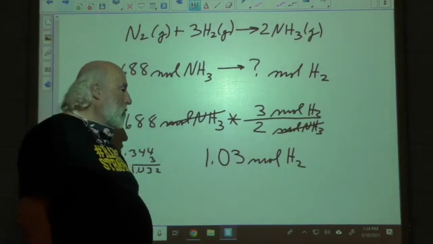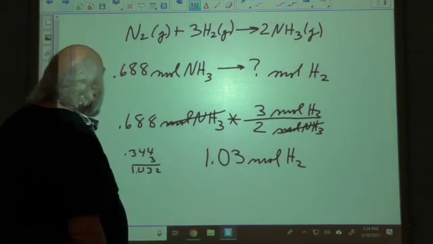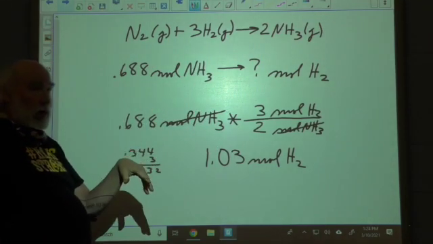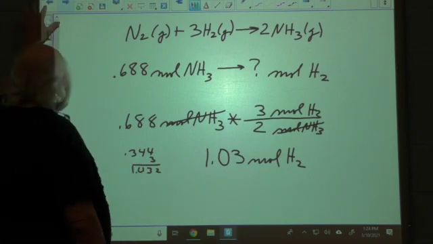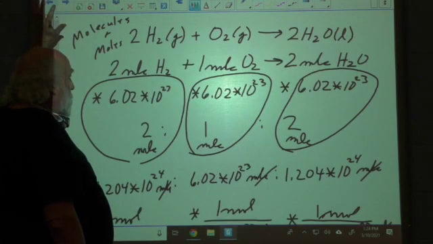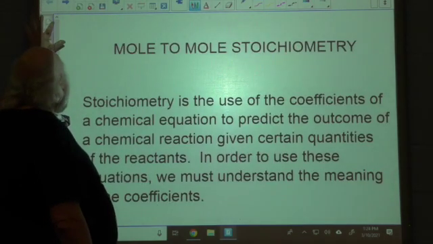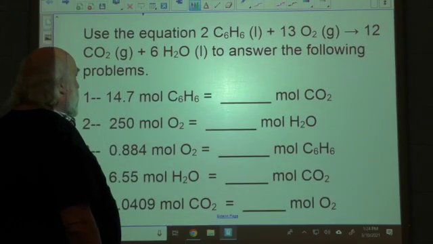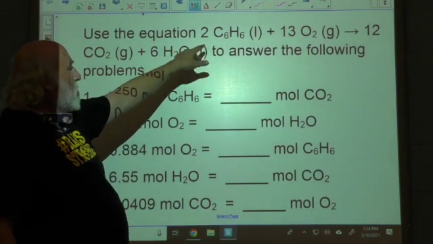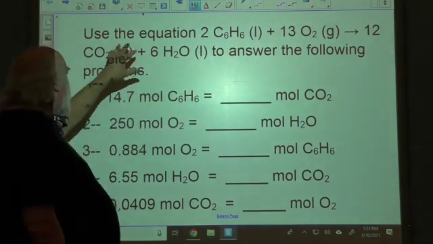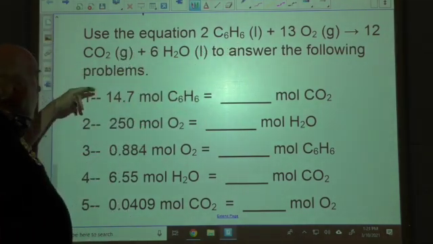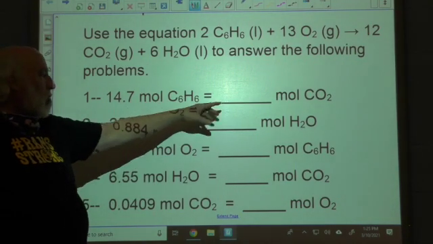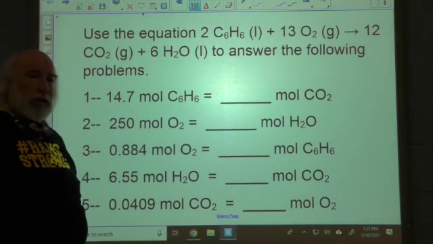All right. So that's how you do conversions. And then the next one, we're going to get into a two-step problem. And there'll be other stoichiometry problems with even more steps. So, practice problems are at the end of the script here. This time we're using this equation right here. 2 benzenes plus 13 oxygens yields 12 carbon dioxides and 6 waters. So I want you to do those conversions. Remember, do the conversion underneath the problem, then fill in the blank with your correct answer. Have fun.